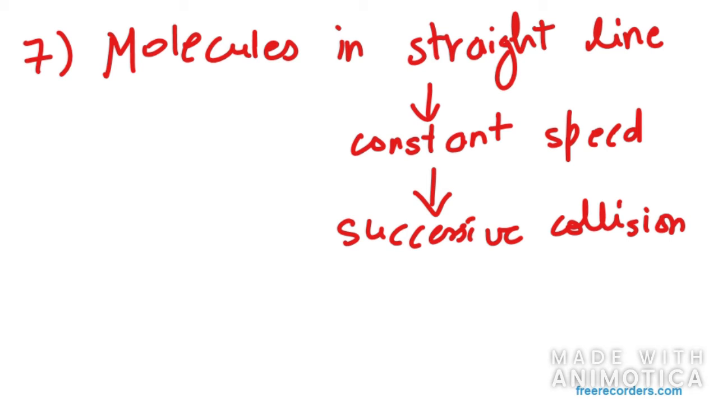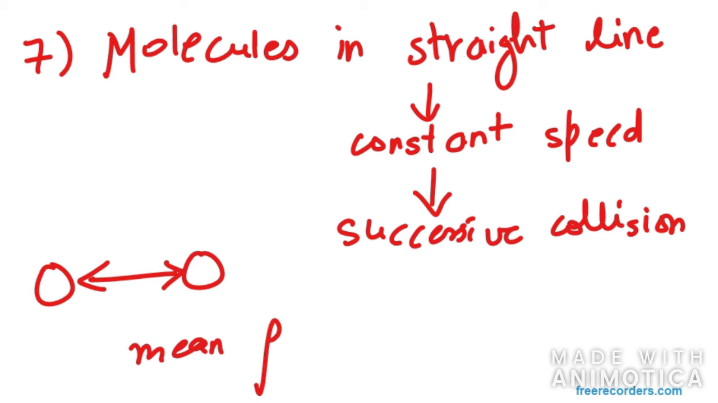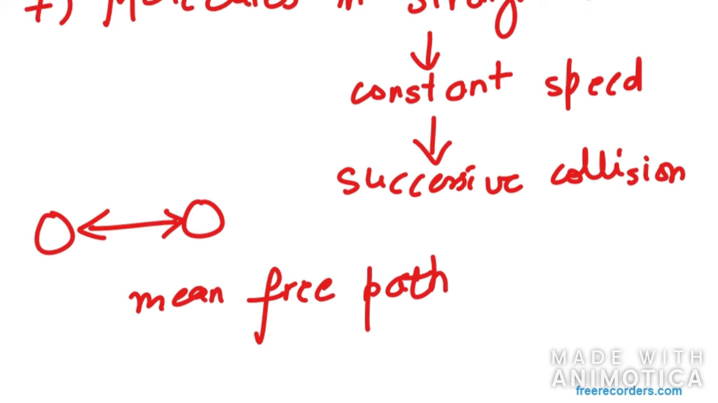And the distance covered by the molecules between two consecutive, successive collisions is known as the mean free path. So this is about the seventh one. Moving on to the eighth one. The eighth one says that the collisions are almost instantaneous. That is, the time of collision of two molecules is negligible as compared to the time interval between two successive collisions.